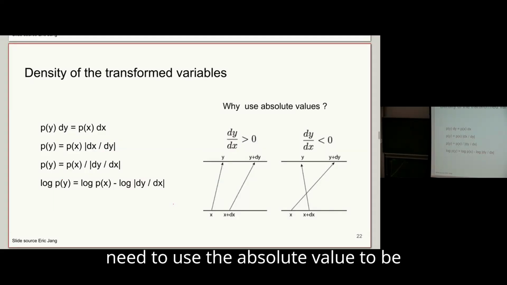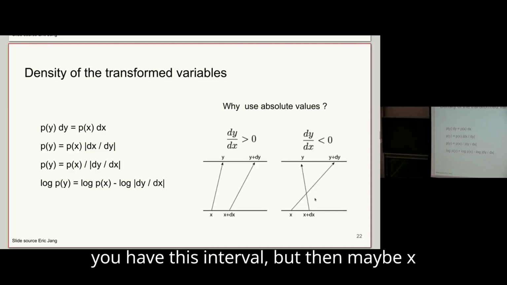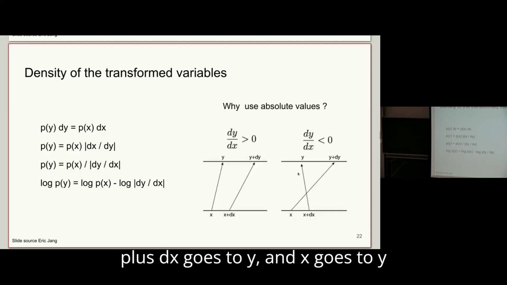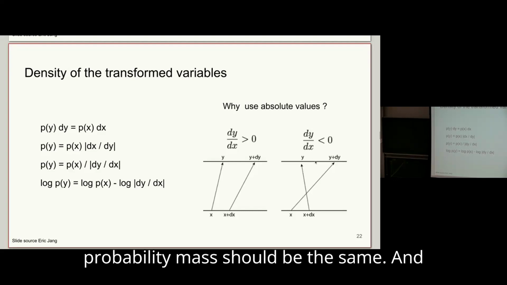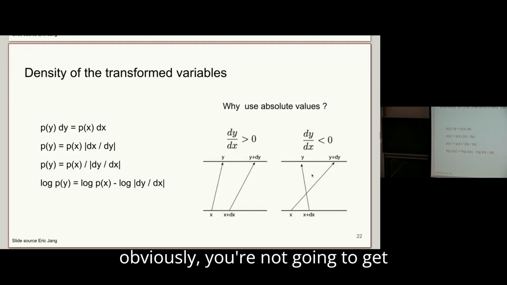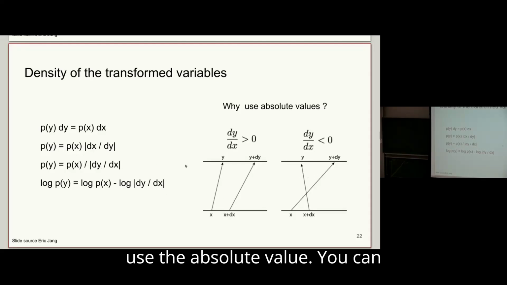You need to use the absolute value to be careful, because the derivative can be negative. For example, you have this interval, but then maybe x plus dx goes to y, and x goes to y plus dy. In this case the derivative is negative, but the probability mass should be the same, and obviously you're not going to get negative probability mass, so you need to use the absolute value, okay?